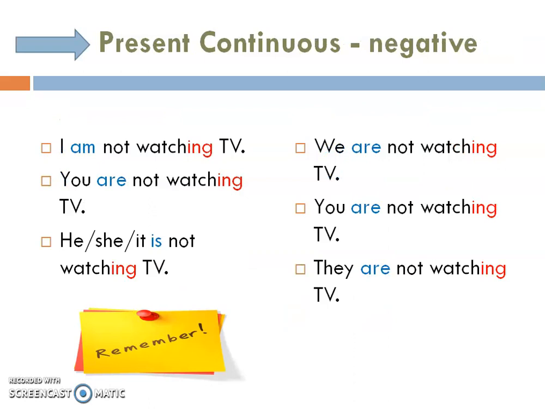Let's move to the third form, which is the negative one, and it's formed by adding not in between the auxiliary verb to be and the present participle, having I am not watching TV, you are not watching TV, or the short form, you aren't watching TV.